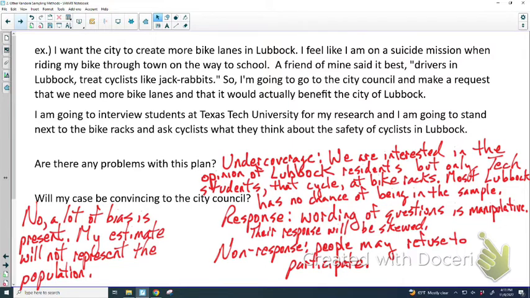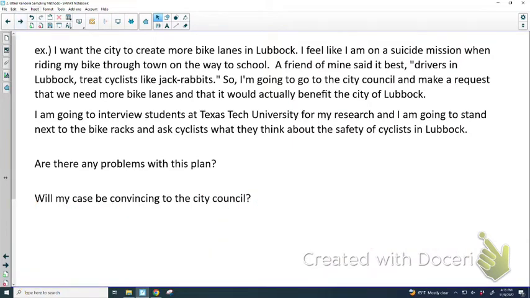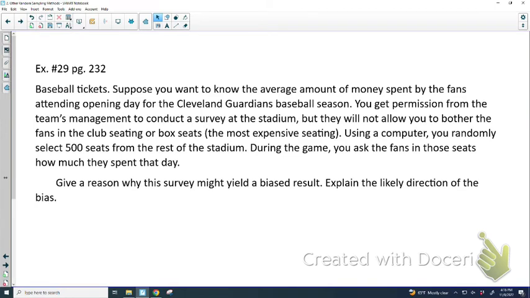All right, let's do one more example about bias. We have this baseball ticket problem. Maybe hit pause and skim through it. We want to know the average amount of money spent by fans at opening day for the Cleveland Guardians. And you get permission from management to do this survey, but they tell you not to bother fans in the fancy seating, in the club seating or box seats, most expensive seats. So using a computer, we randomly select, like we do a great job randomly selecting, 500 of the other seats, and we ask how much they spent.